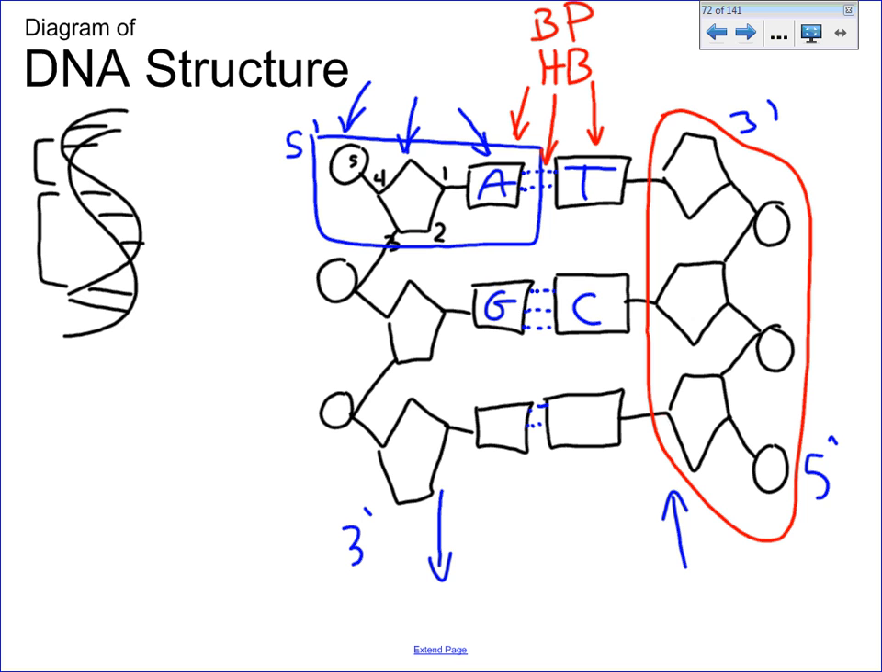And then the last thing to note is that one of these strands is going to represent the actual DNA code. We can call that the coding or the sense strand. And then the opposite strand would then become the non-coding or the anti-sense strand.